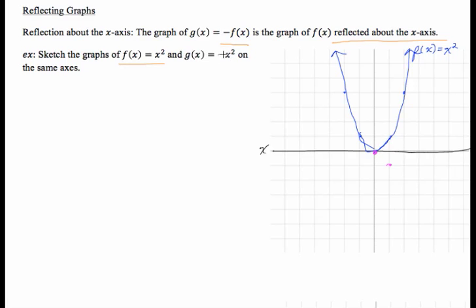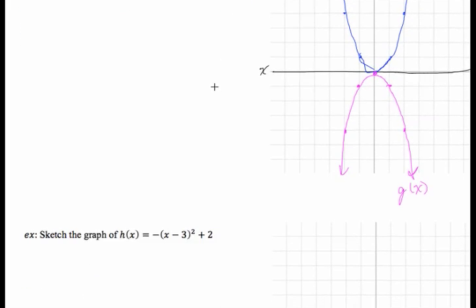If x was -1, you would square that to get +1, then multiply by that negative, so we'd still be down here. If x was 2, we'd have 2 squared times -1, so -4. Notice that's exactly opposite from that point, and the same thing over here. So these two are the reflections of each other over the x-axis. So if there is a negative out in front of the whole thing, that will reflect it over the x-axis. Okay, negative out in front of the function reflects it over the x-axis.